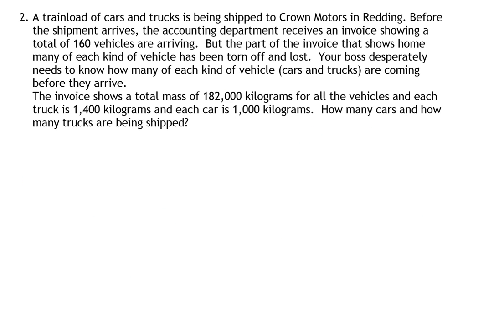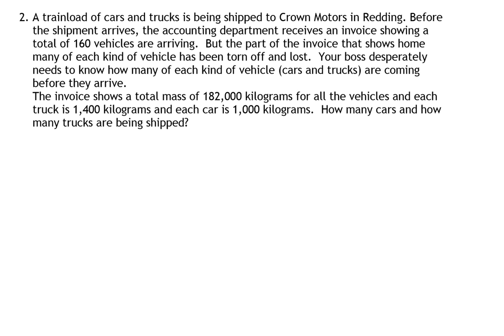So, too many words. A trainload of cars and trucks is being shipped to Crown Motors and Reading. Before the shipment arrives, the accounting department receives an invoice showing that there's a total of 160 vehicles coming, but the part of the invoice that shows how many of each kind of vehicle is lost. Your boss desperately needs to know how many cars and trucks are coming, so that they can set this up.